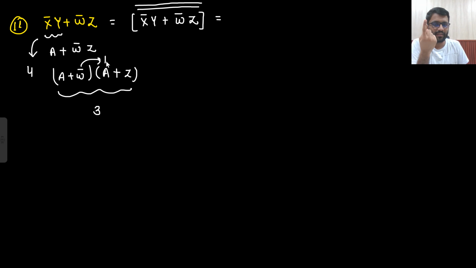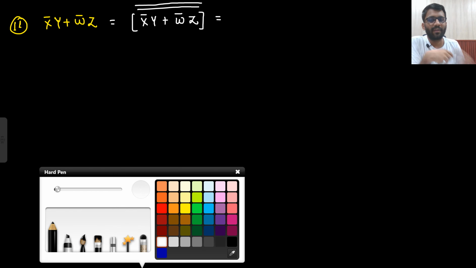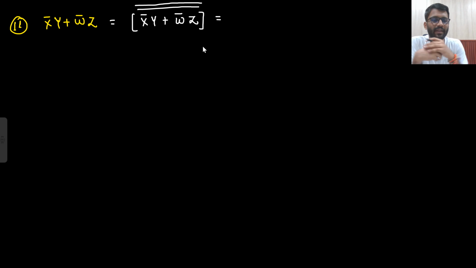W bar will require 1. This complete part will require 3. And X bar into Y, because XY will require 3, and X bar will require 1. So 4 plus 4, the answer would have been 8. But I can make it in less. How will I make it? Let's check that out. Nothing is clicking, so I took the double bar. Can you solve this bar?